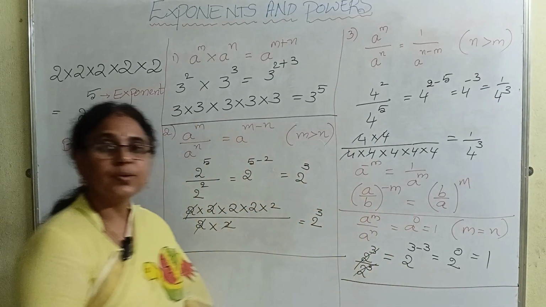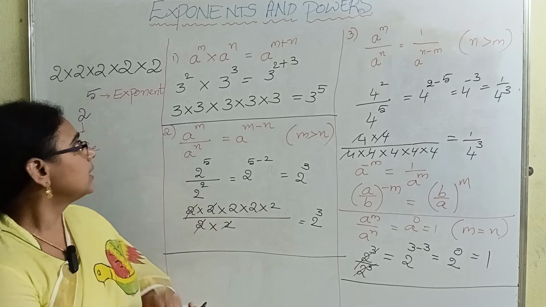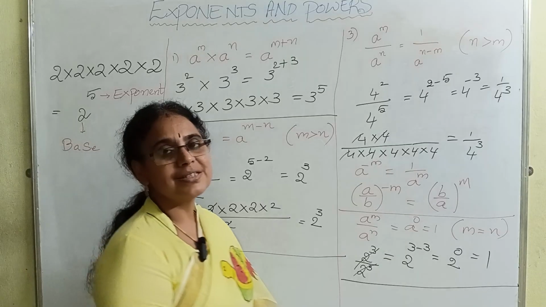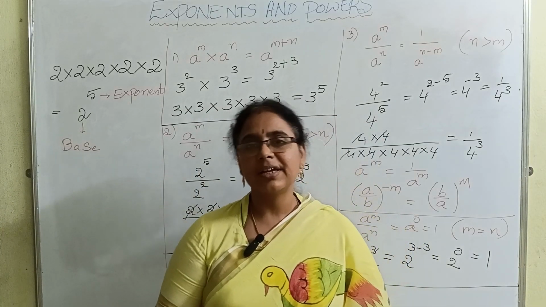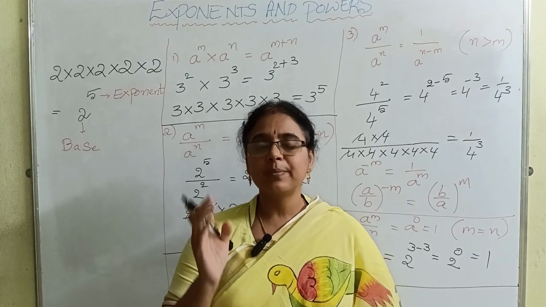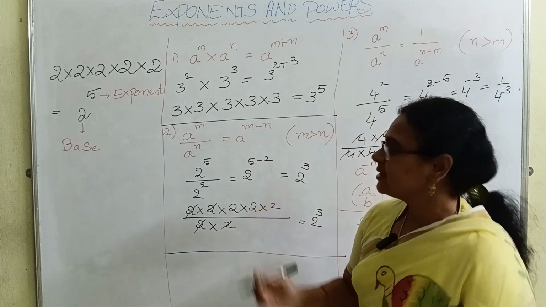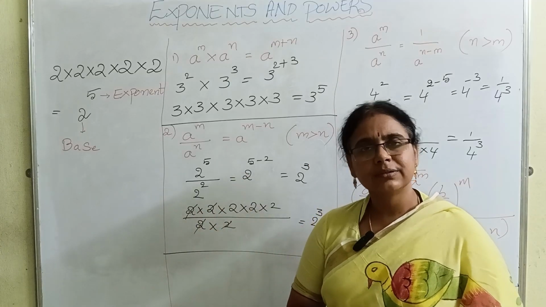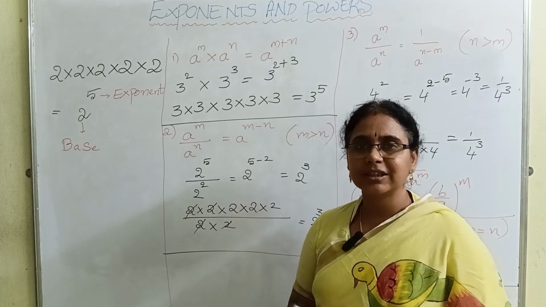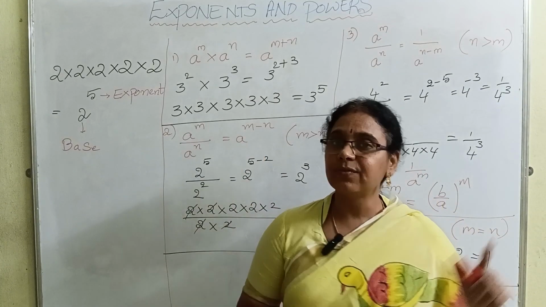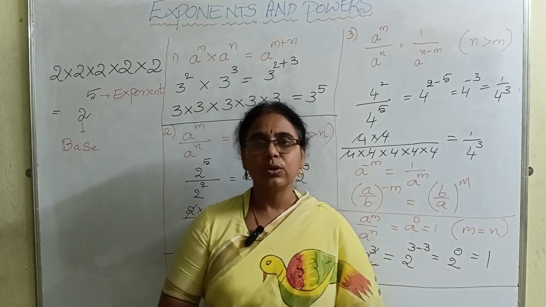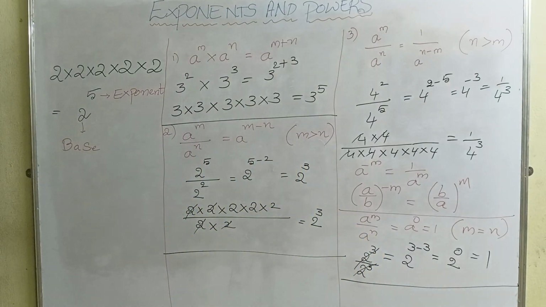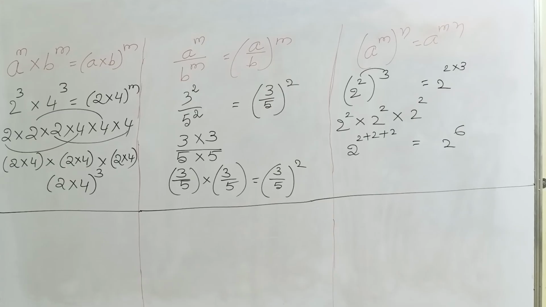So like that we get some formulas. The first formula: a power m into a power n is a power m plus n. Remember, if bases are the same in multiplication, add the exponents. The second formula: bases are the same in division, subtract the exponents. The same formula we are applying for the remaining two formulas also. Like that we still have some more formulas. We'll see the next formula.